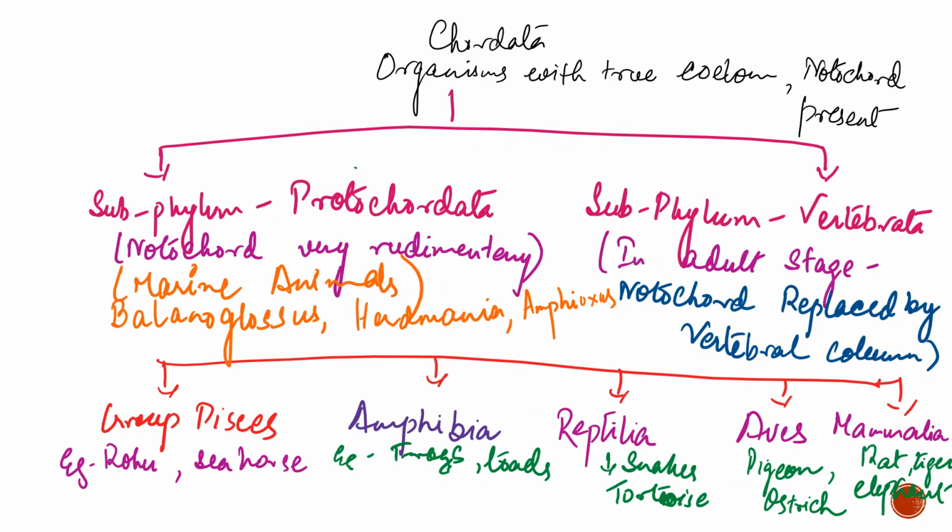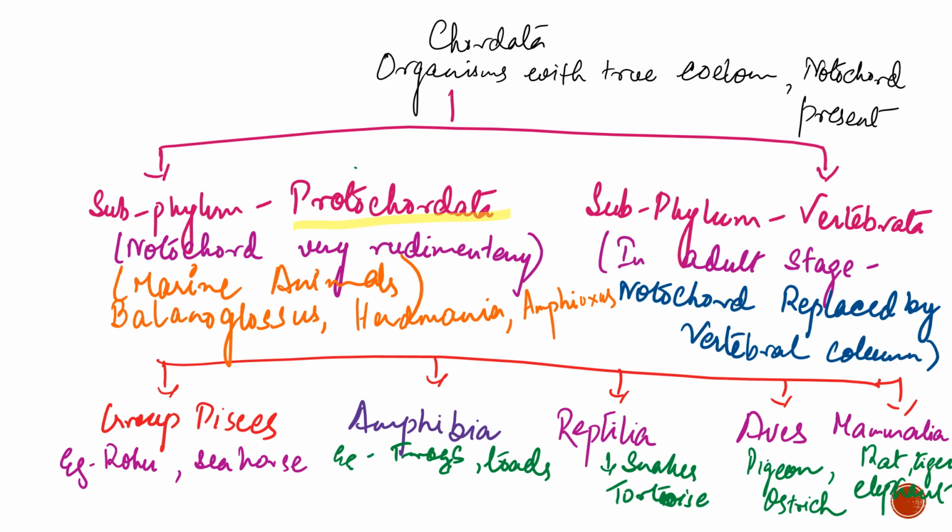Now this is the category. Previously it was non-chordata, so they were all under non-chordates. Now here we are taking chordates or chordata, animals which are organisms with a true coelom, where a notochord is present. What does it mean that the notochord is present? In the first part, the notochord is very rudimentary, so that is called the protochordata, where the notochord is present at least at some stage of life but not throughout.